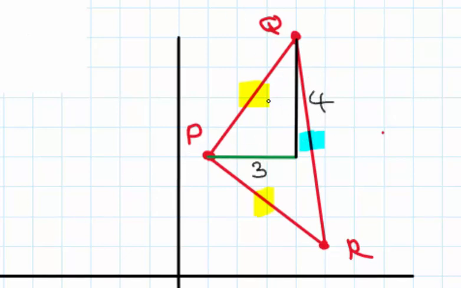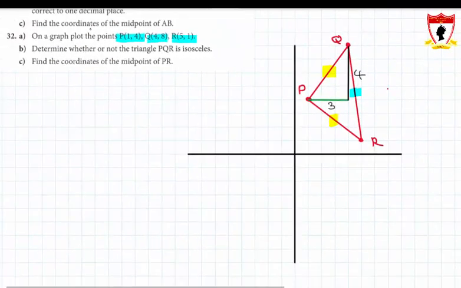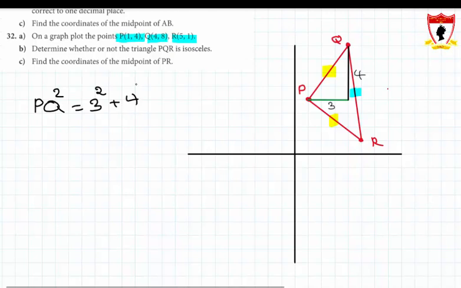I want to find the length of PQ. Then the calculation is like this: PQ squared, or you can just name the side and write it here. PQ squared is equal to 3 squared plus 4 squared. Okay. The question doesn't say find the length. It just says, is it isosceles? So let's keep this as it is to save time. PQ squared is equal to 3 squared plus 4 squared.